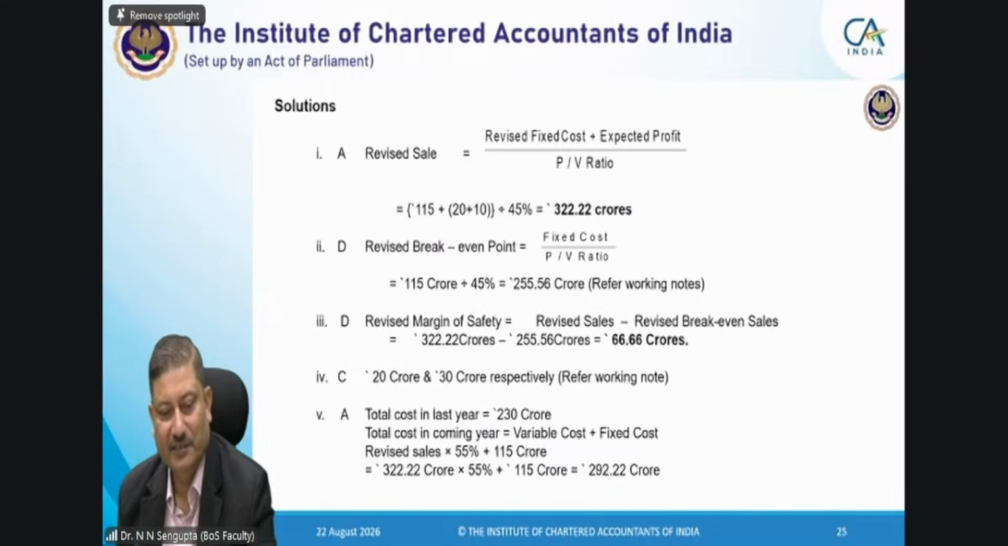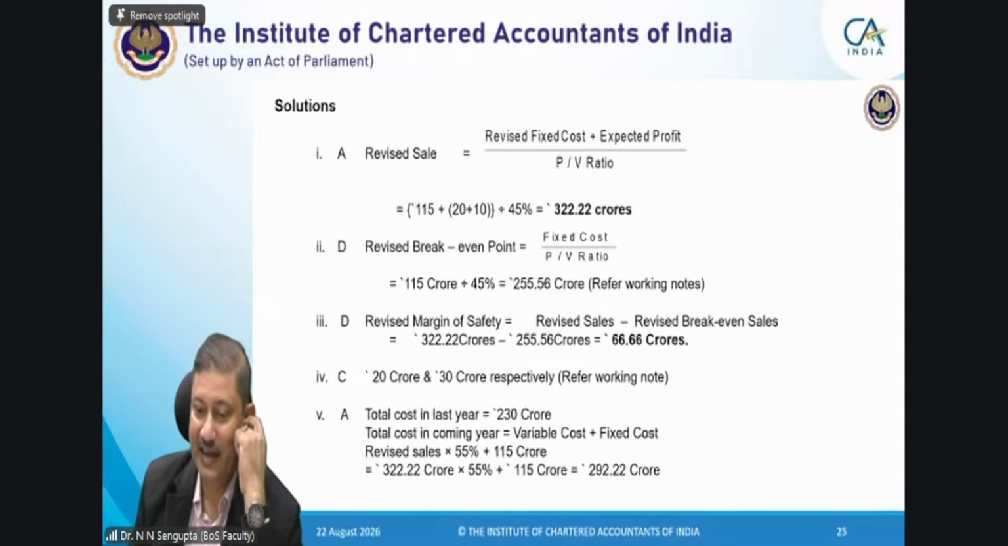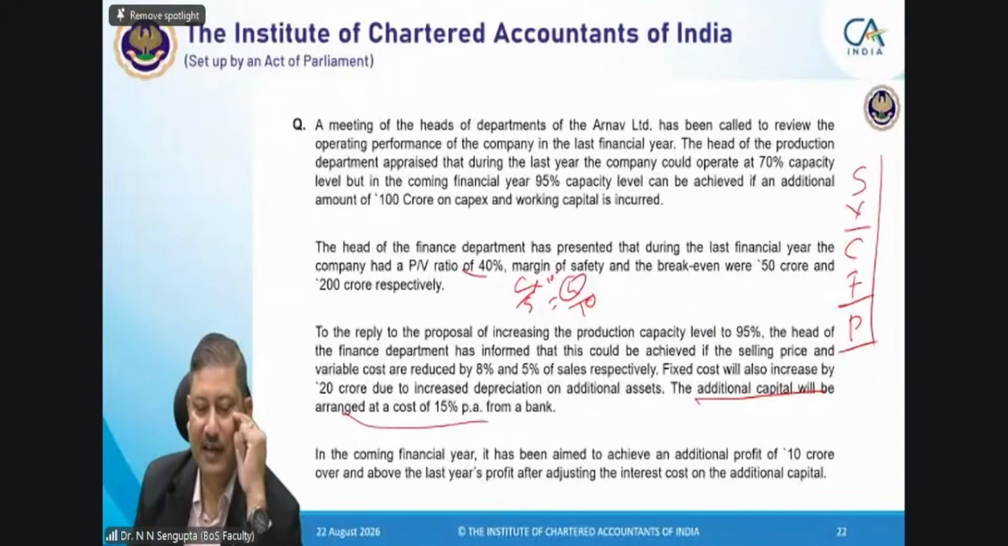So first we need to calculate the revised target or desired profit or expected profit. PV ratio, already we know that the revised PV ratio will be 45%.